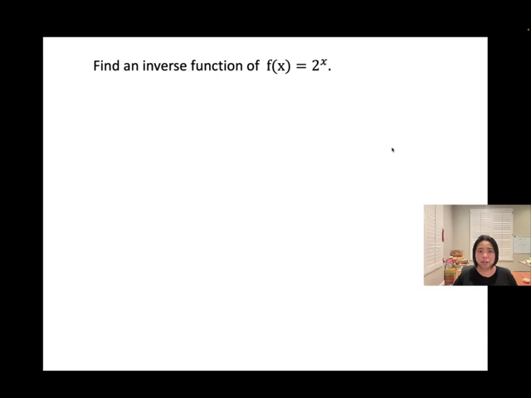Now we try to find an inverse function. Remember, this is an exponential function, and we already know this is going to be a one-to-one function. So first step, we're going to replace the f of x with y. And then interchange the x and y. Okay, take the log for both sides. And then remember the y, that's the exponent. You could put it in the front here.